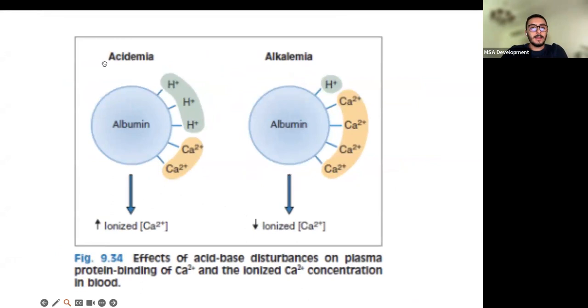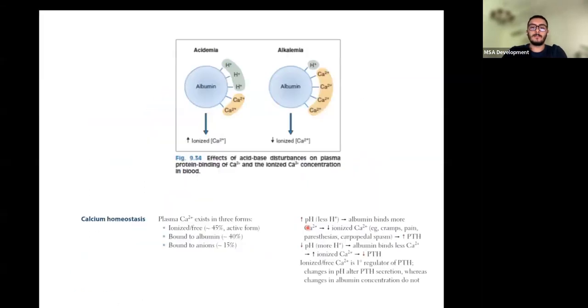This is the albumin. In case of acidemia, we have more hydrogen, so more hydrogen binding to albumin, occupying most of the spots on the albumin, keeping fewer spots for calcium. Hence more ionized or free calcium, which is hypercalcemia. Again, this is the only effective and active one. Again, in alkalemia, less hydrogen occupying albumin spots, leaving the slots free for calcium to occupy. More free and ionized calcium will bind to albumin, hence keeping the blood with less ionized free calcium, which is hypocalcemia. That's basically it.